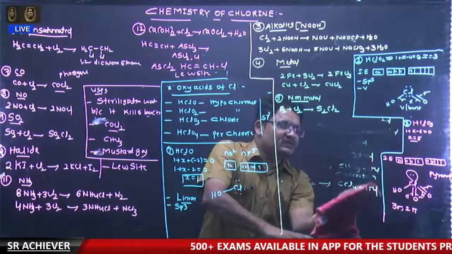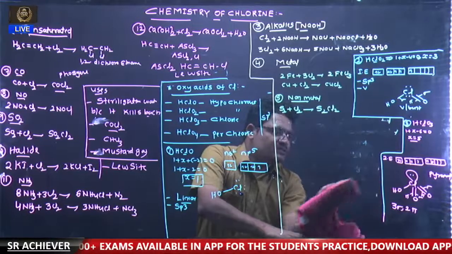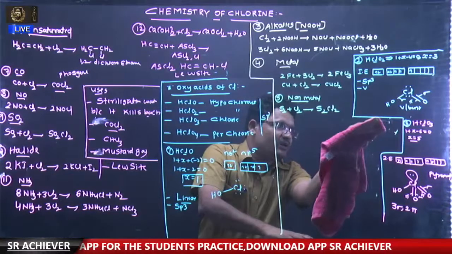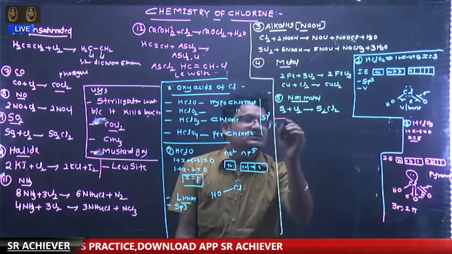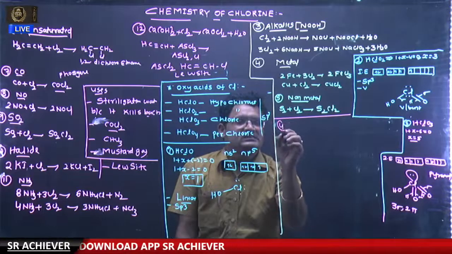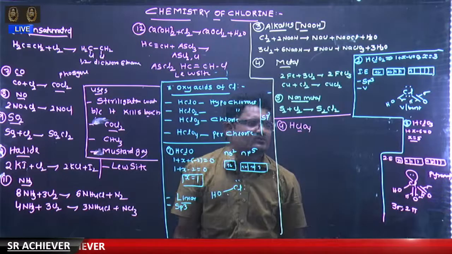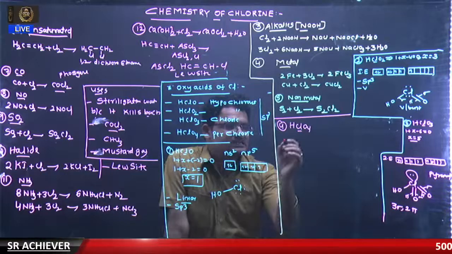So what is the meaning of this HClO4? HClO4 is the stable compound. It is the stable form of the other three. So the fourth one is perchloric acid, and its formula is HClO4. Now first we find the oxidation state.